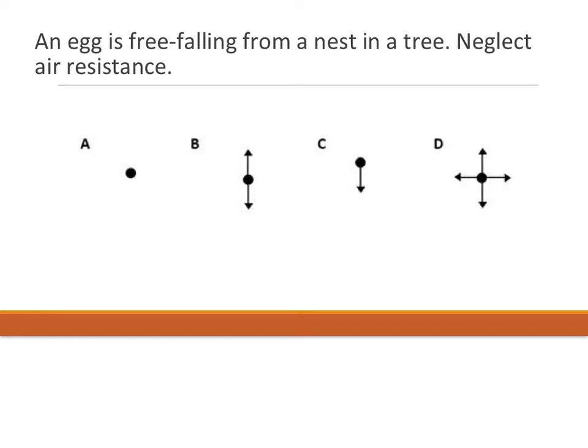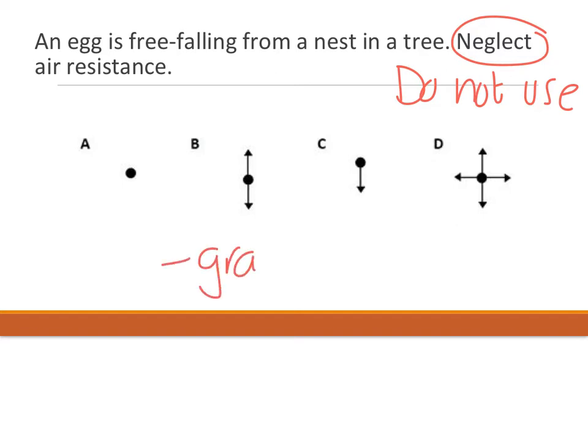So these questions are from the pretest that you took a few days ago. An egg is free falling from a nest in a tree. Neglect air resistance. Remember, the word neglect means do not use. You will see this word very often in these problems. So let's think, what different forces are acting upon this egg? First, we have gravity. We won't have normal, it's not supported, and we are neglecting air resistance. So our answer is C.